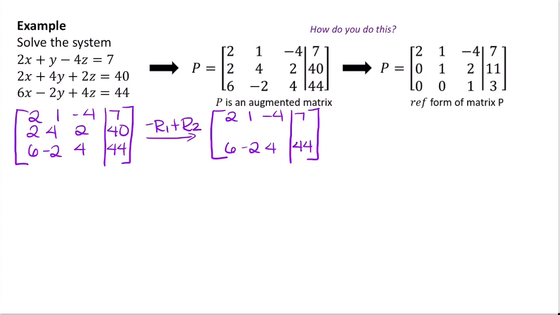Okay, so now let's think about what negative R1 is going to look like. So negative R1 will be negative 2, negative 1, positive 4, and negative 7. So now let's add these values to the elements of row 2. So we have negative 2 plus 2, which is 0, 4 plus negative 1, which is 3, 2 plus 4, which is 6, and 40 plus negative 7, which is 33.